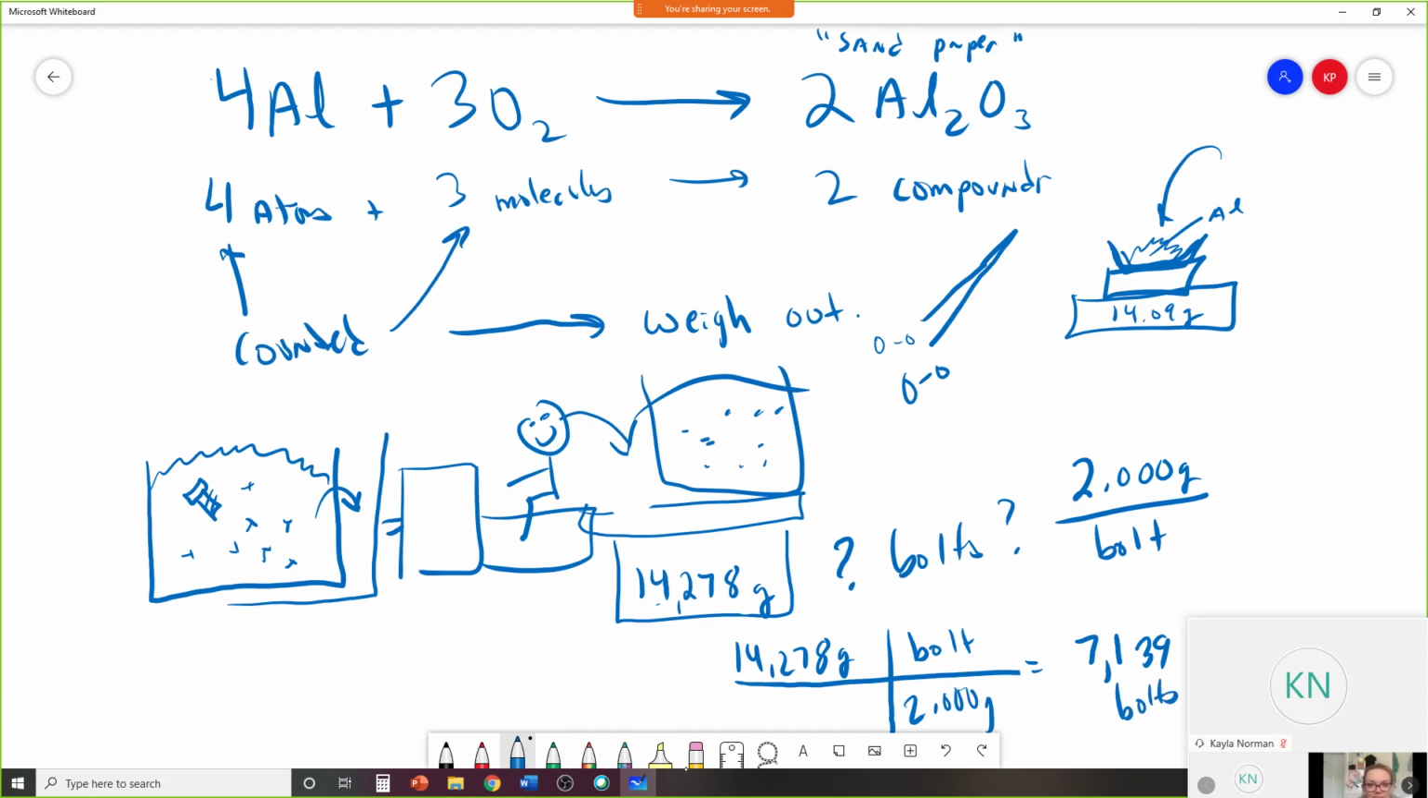There it is. Ta-da! It took me longer to go get a forklift and put it on the scale than to actually figure out how many bolts I have, rather than having someone sit there and count out 14,000 bolts.